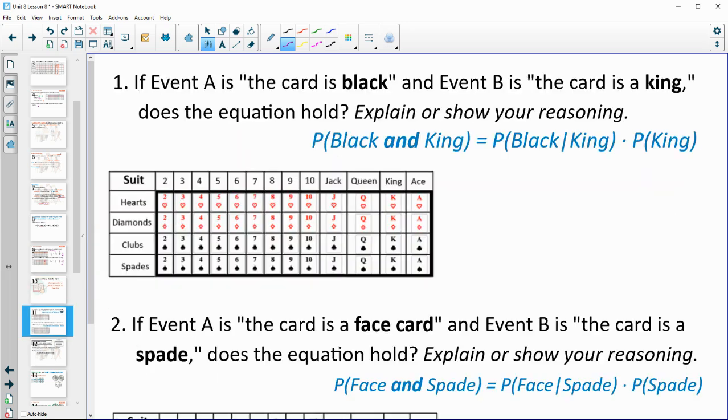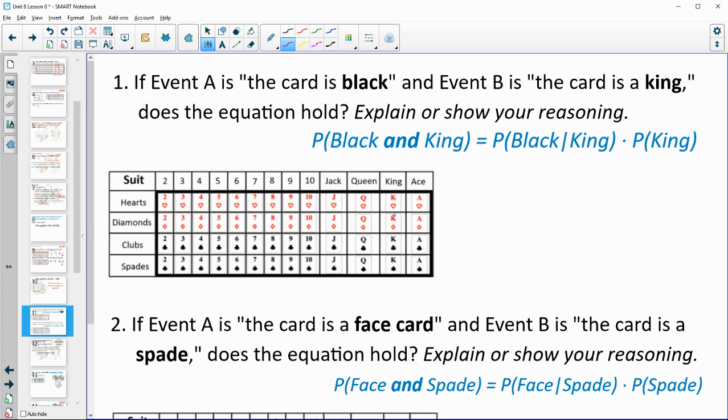All right, so Kieran is looking at event A as the card is black, and B as the card is a king. Does the equation hold true? So we would look at the probability of it being black and a king. Then the probability that it's black under the condition that we've already chosen a king times the probability of a king.